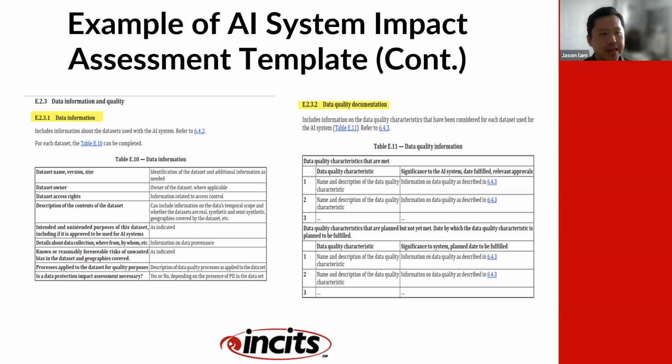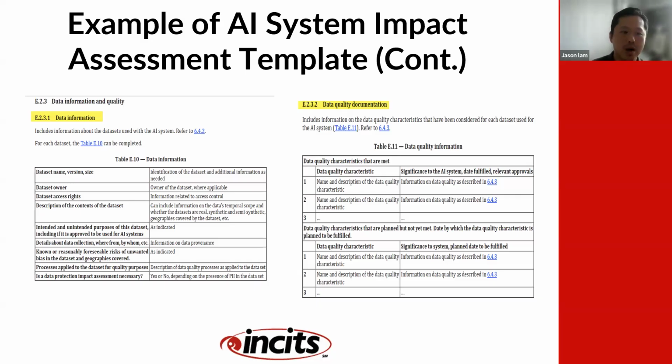So on the left-hand side, or on both screens on the example from the standard, the tables allow users to properly capture this information related to data sets and include specific characteristics or things to consider, such as the availability of data information, data acquisition processes, the amount of data needed for the AI system, as well as data provenance, as well as any possible known or reasonably foreseeable risks related to unwanted bias within data. And also includes processes related to data quality as well as access controls.